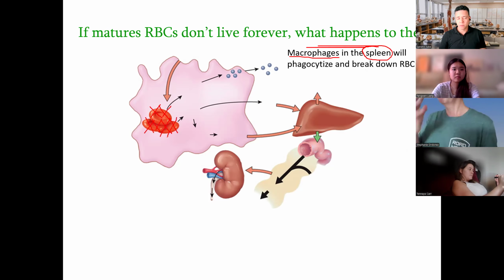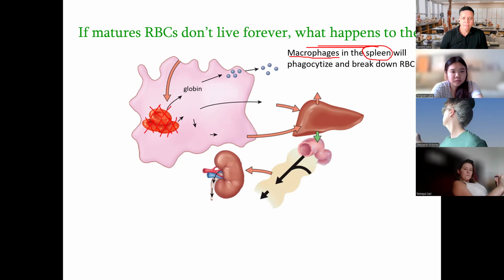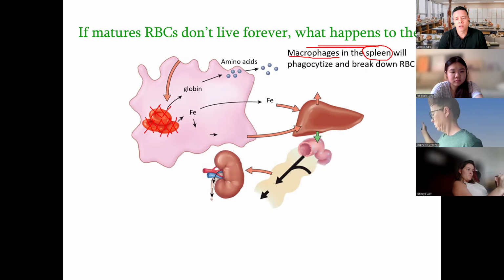Once they are broken up, the body is going to take the globin, which are the proteins. Globin means peptide, proteins. They're going to take the globin and recycle it. So it's going to reuse all the different amino acids from the hemoglobin. Okay? And they're going to take the iron and recycle that as well. So they're going to take up and recycle some of that iron, and that's going to be done by the liver.